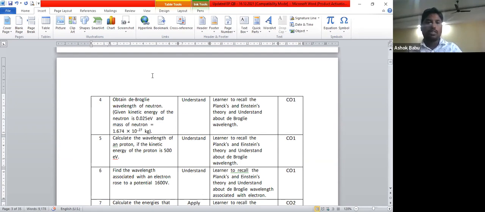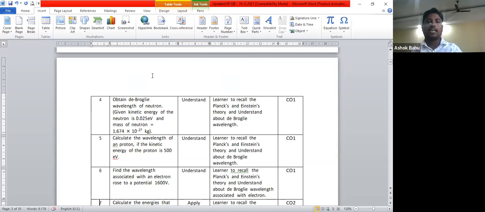What is the formula we are using here? Lambda equals h by root over 2mE. We need to find the wavelength; the kinetic energy and the mass of the neutron are given. So in terms of kinetic energy, what is the formula to find the wavelength? Lambda equals h by root over 2mE, where capital E is the kinetic energy.